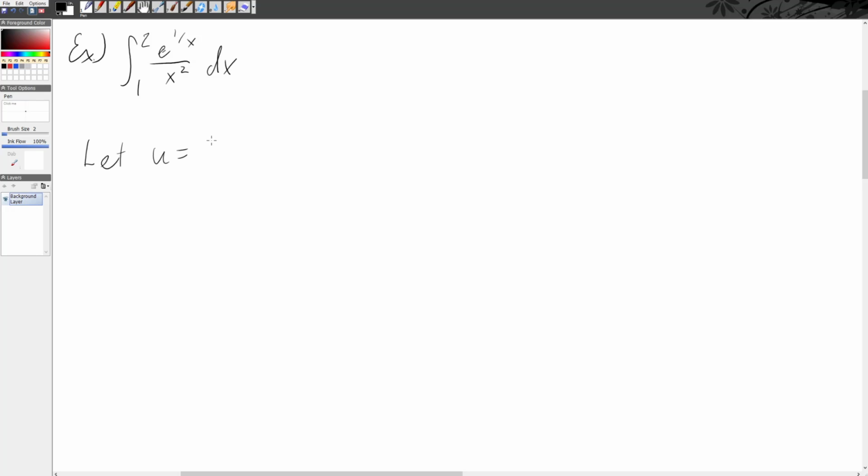Let u be equal to 1 over x. Then we find the du. Take the derivative of the left hand side, take the derivative of the right hand side. The derivative of the right hand side is negative 1 over x squared dx. Now we replace everything inside the integral.